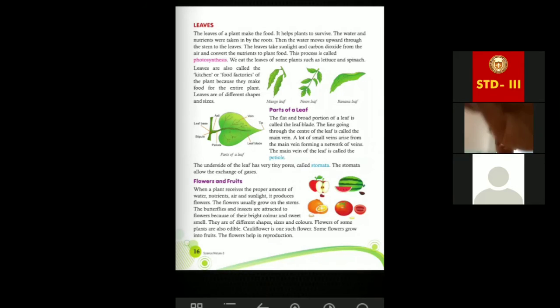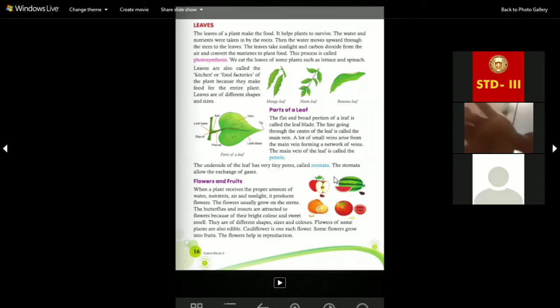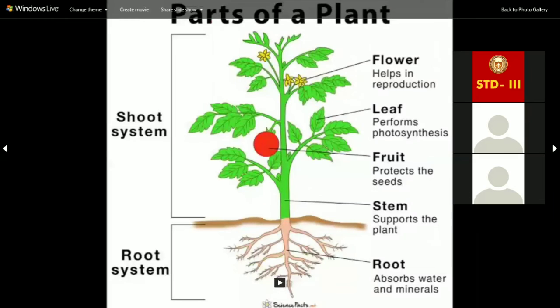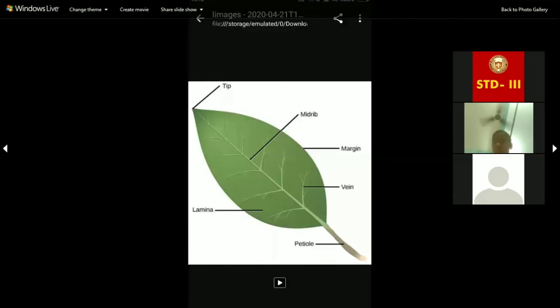You must have seen that. So here we will learn about different parts of a leaf. A leaf has different parts. Now I will show you a picture in which you can understand it properly. Okay, look at this picture on the screen. In this picture, the different parts of a leaf are indicated properly.